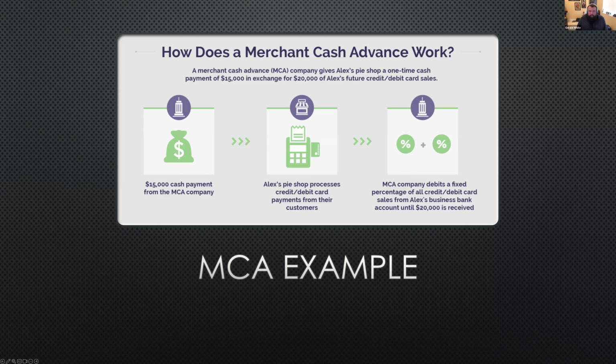And then he processes his credit card and debit card payments from his customers. In this scenario, the merchant cash advance company takes a fixed percentage of his credit and debit card sales until he reaches $20,000, because that's what they determined the price of taking this advance out was.